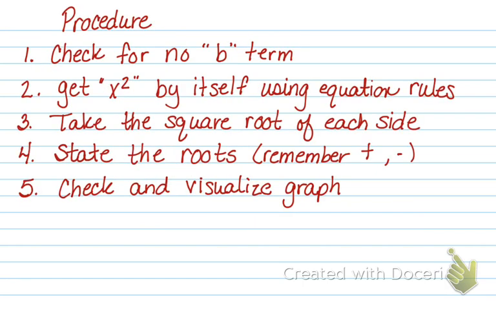Now for a procedure, we always check before we start with this method, is there a b term or a middle term? You want to get x squared by itself using your equation rules, and then take the square root of each side. You're going to state the roots and remember to add the positive and negative. And you can always check to actually make sure it works by plugging it back in, and then visualize your graph to make sure you understand where it's going to be. All right, you have some practice with this. I'll see you back soon.